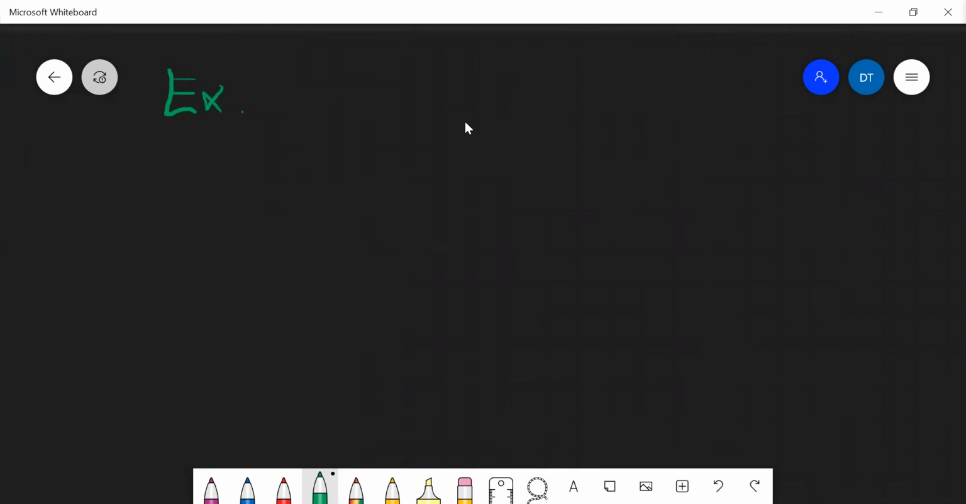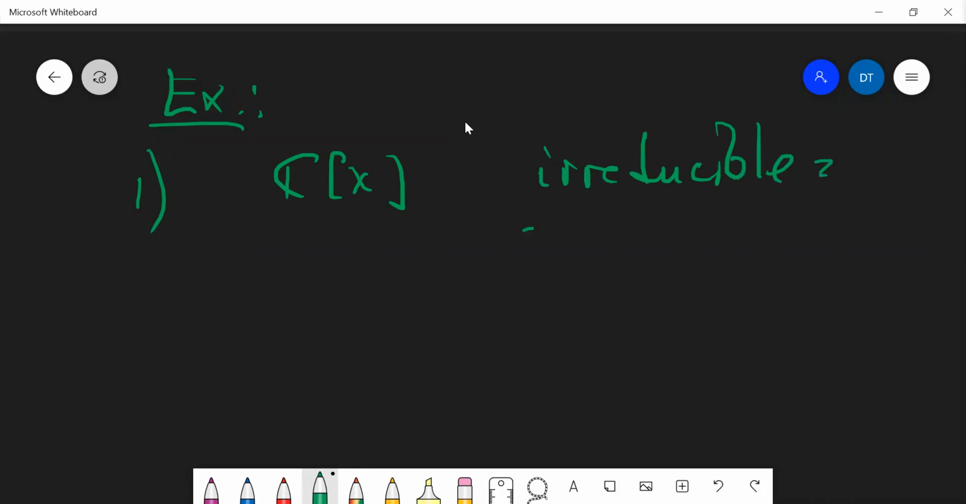So now examples. You probably are aware of all of these examples, but the set of irreducible polynomials depends on the choice of your field. So if I take the field to be the field of complex numbers, then all monic irreducible polynomials are just linear ones. Irreducible means linear.